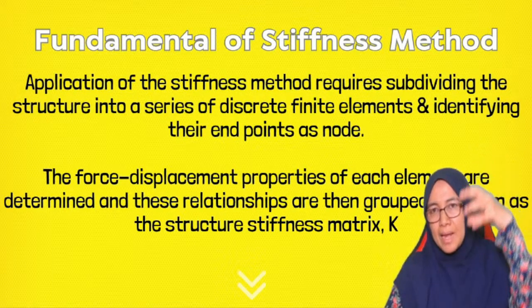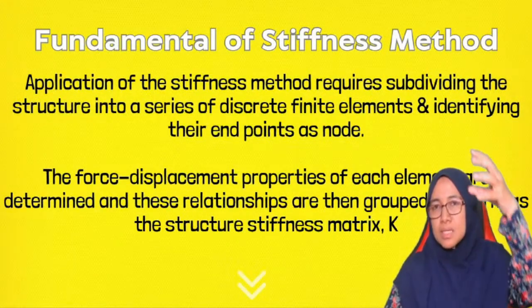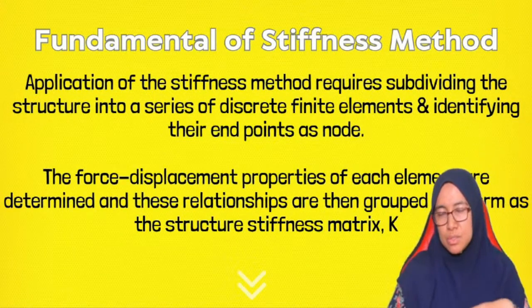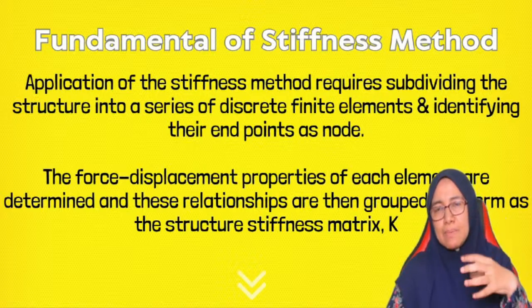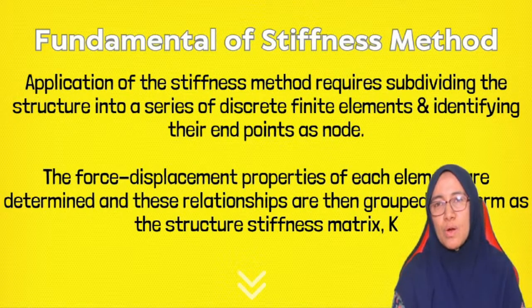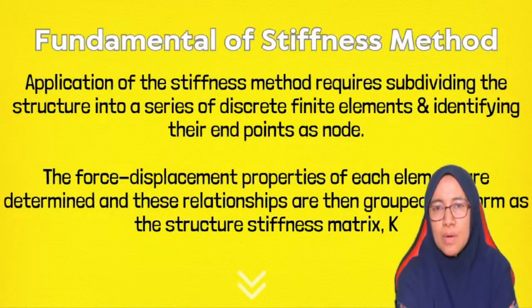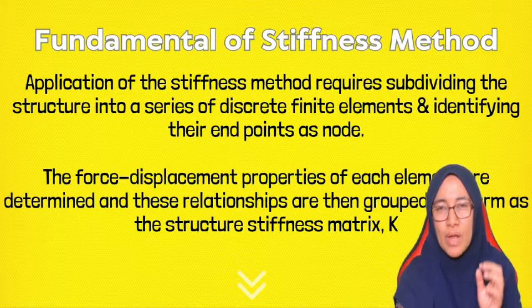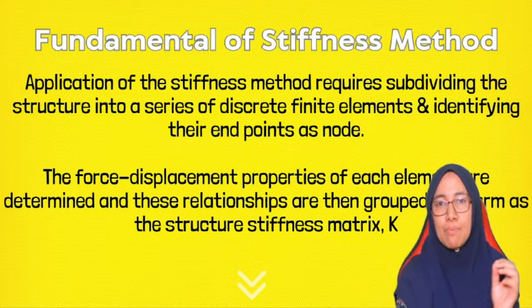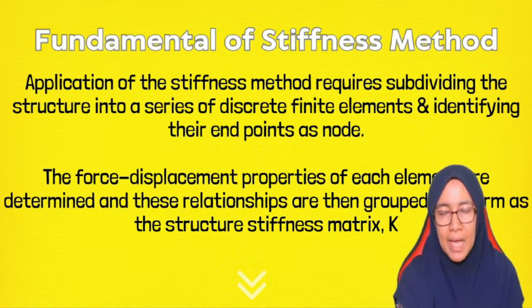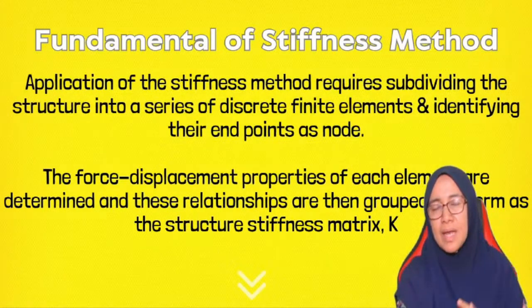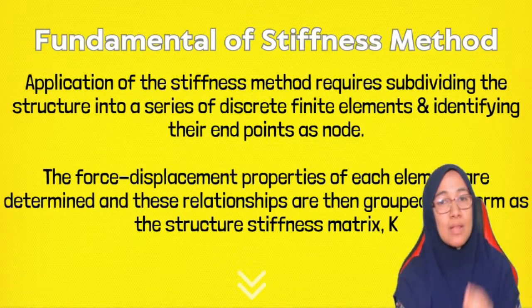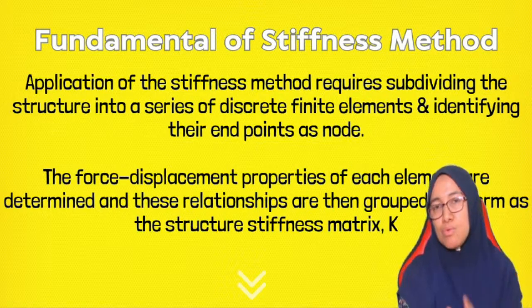Structure, element, nodes. So we will produce what we call the element stiffness matrix, meaning the stiffness matrix for each element. The symbol is small letter k. If we have three elements, we have k1, k2, k3.